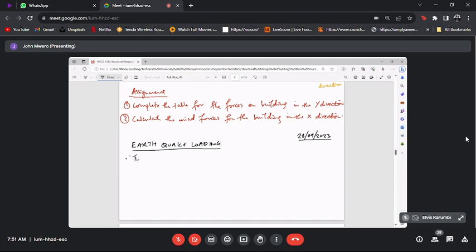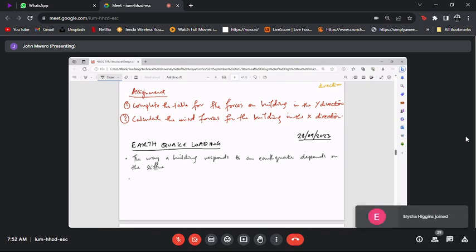The way a building responds to an earthquake depends on the stiffness or flexibility of the building.